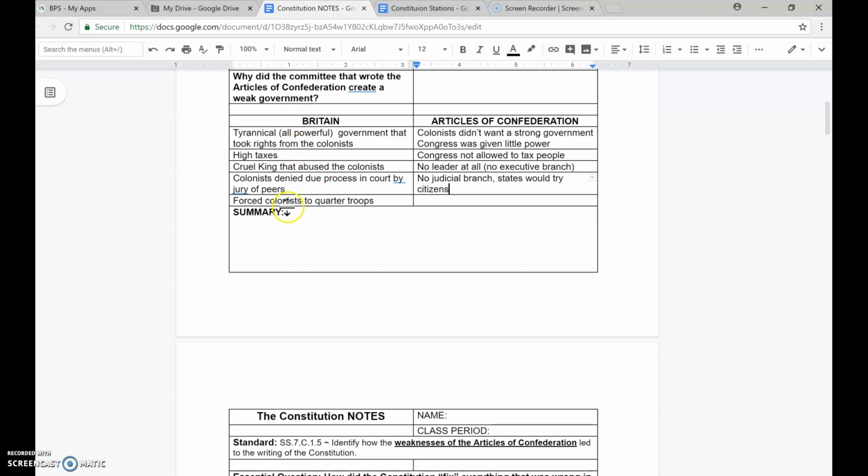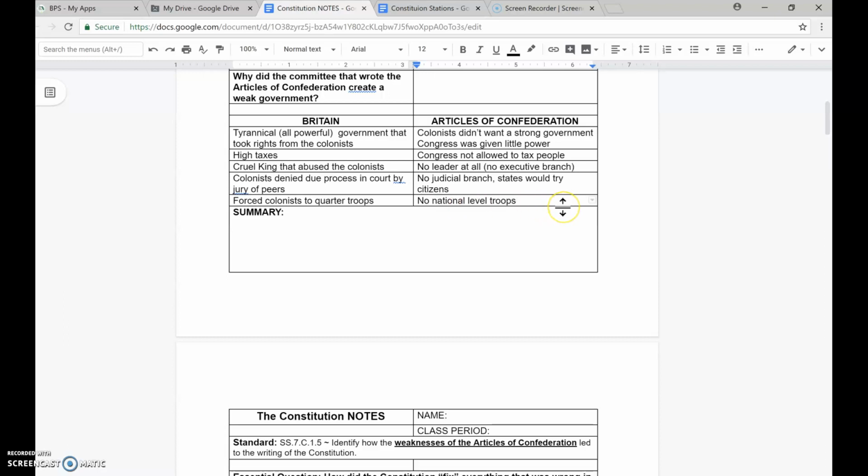Because Britain forced colonists to quarter troops, the colonists were leery. They wanted to know what was going to happen with troops under this new type of government, because they didn't want to be forced to house troops again. So under the Articles of Confederation, there were no national level troops.